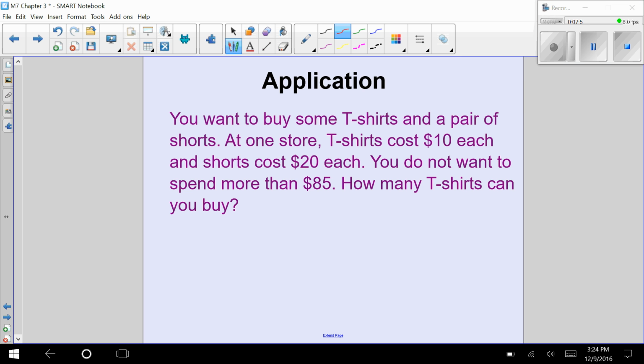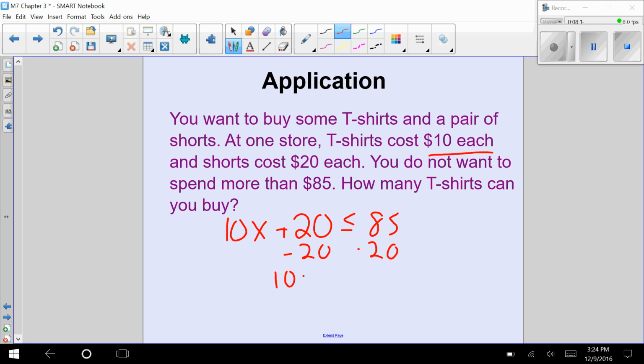All right, so write this, $10 each for t-shirts, and I don't know how many I'm buying. Plus, I'm also buying one pair of shorts. I don't want to spend more than $85, but I can spend exactly $85. So there's our inequality. To solve, we subtract 20 off of each side.